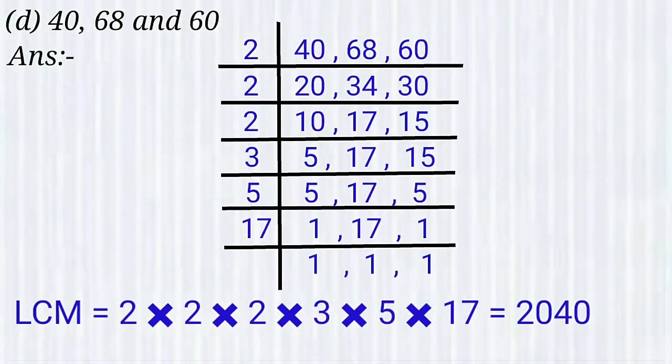D part is 40, 68 and 60. Here 40, 68 and 60 divided by 2 gives us 20, 34 and 30. Here 20, 34 and 30 divided by 2 gives us 10, 17 and 15. Here 10 divided by 2 gives us 5, 17 and 15. Here 15 divided by 3 gives us 5, 17 and 5. Here 5 and 5 divided by 5 gives us 1, 17 and 1. Here 17 divided by 17 gives us 1, 1 and 1 at the bottom. So LCM is equal to 2 into 2 into 2 into 3 into 5 into 17 gives us 2040.